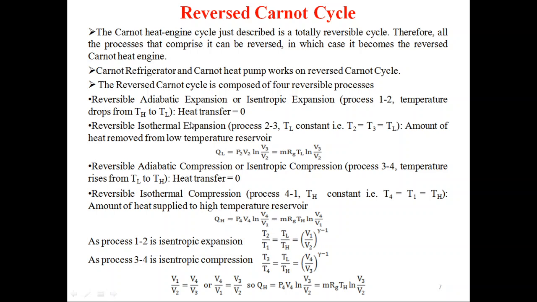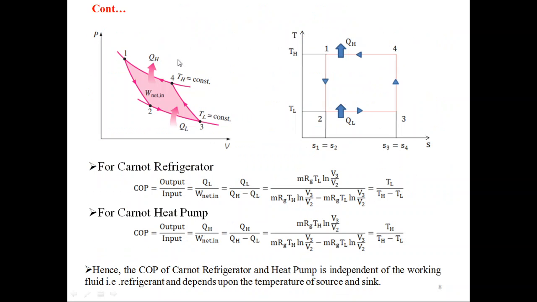First is reversible adiabatic expansion or isentropic expansion, process 1-2. Temperature drops from TH to TL and the value of heat transfer will be 0. You can see the PV diagram. The 1-2 process represents reversible adiabatic expansion as the volume is increasing from 1 to 2, or we can say isentropic expansion process. In the TS diagram, you can see the 1-2 line is a vertical line, that means entropy is the same, S1 is equal to S2.